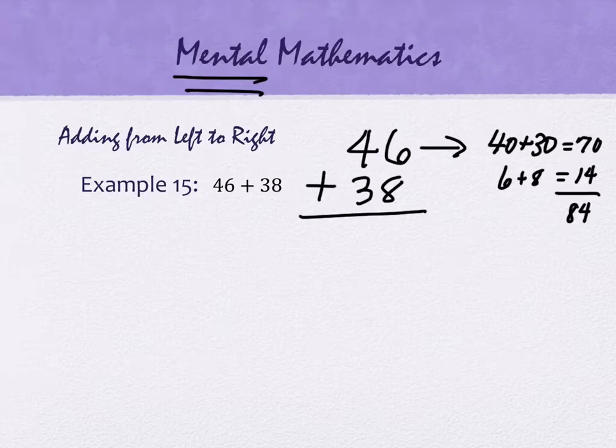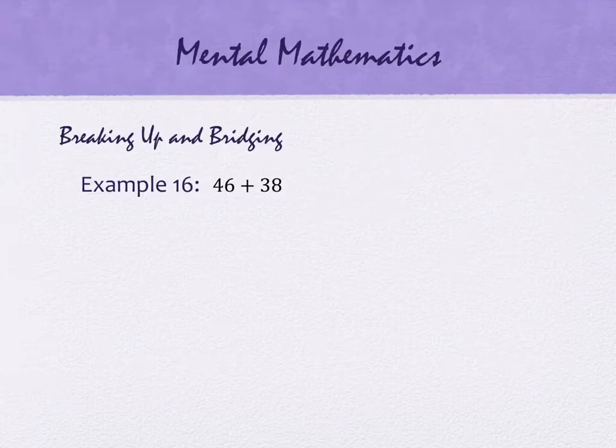I like the next one better. You ready? The next one's called breaking up and bridging. So breaking up and bridging is the idea of keeping the 46 as a whole two-digit number, 46. But instead of adding 38 to it, you just add 30 to it. So what's 46 plus 30?